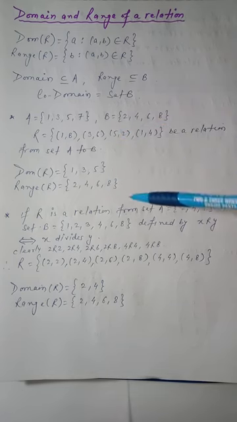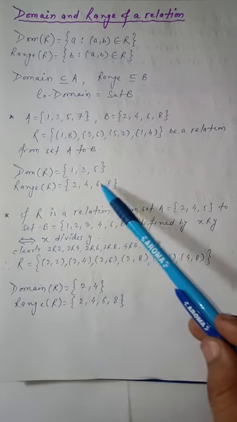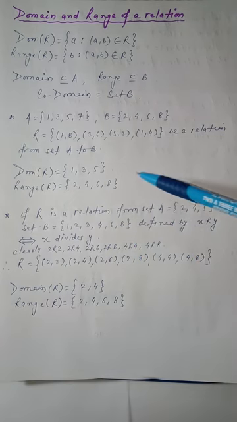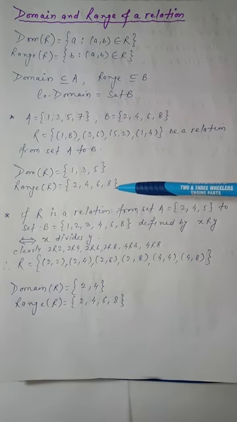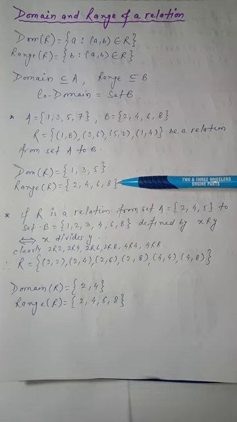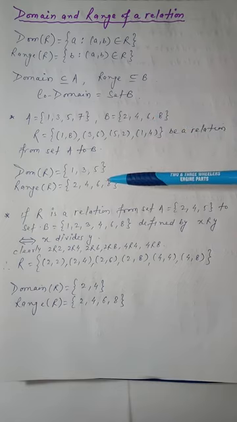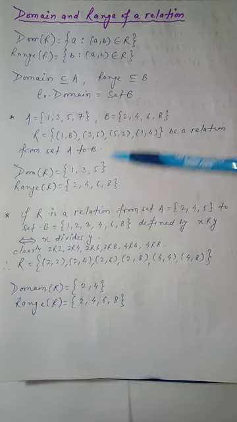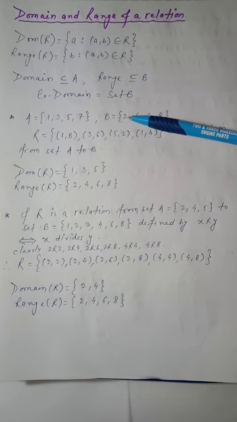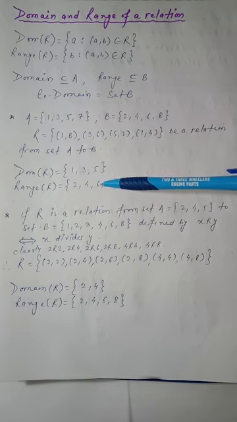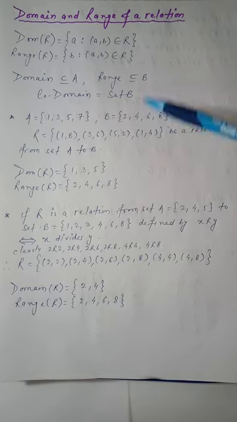Here the range is equal to set B, and you must remember this is a case of an onto function. In an onto function, range is equal to codomain. We will discuss functions later. So this is the domain, this is the range, and here the codomain is the whole set B. So in this case codomain and range are equal, but in general range is a subset of codomain.